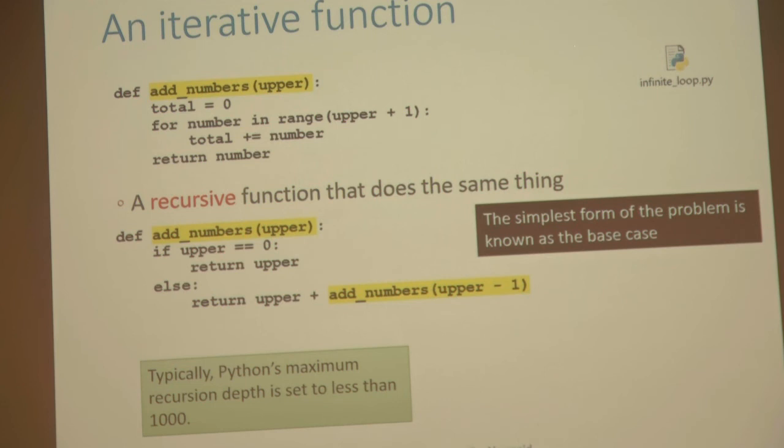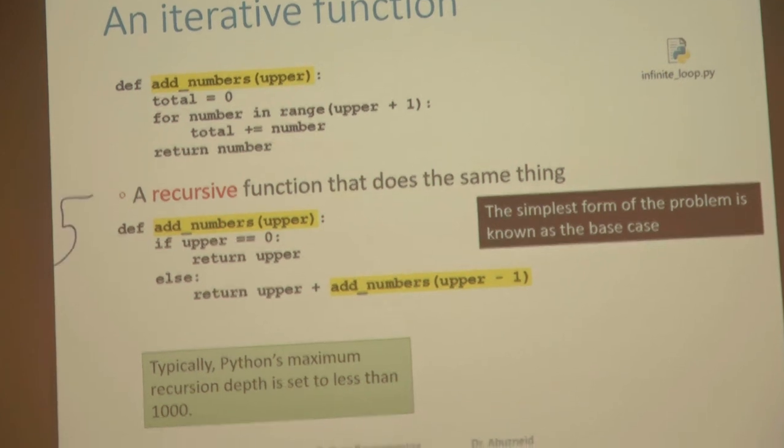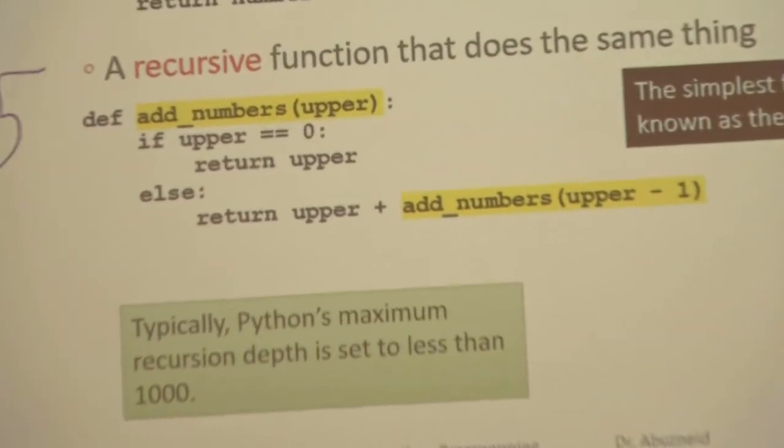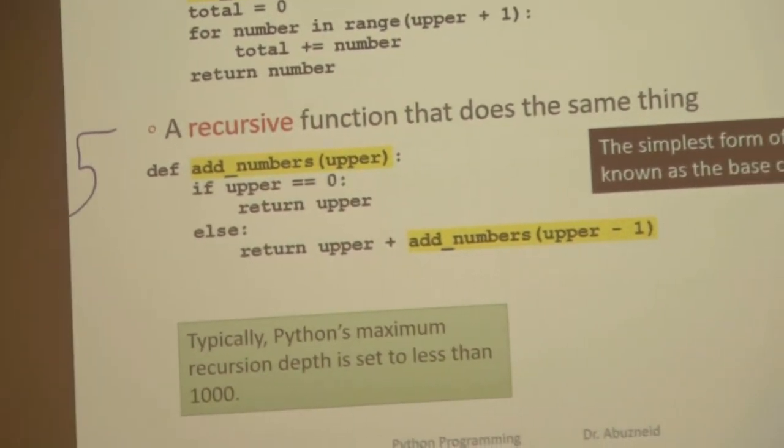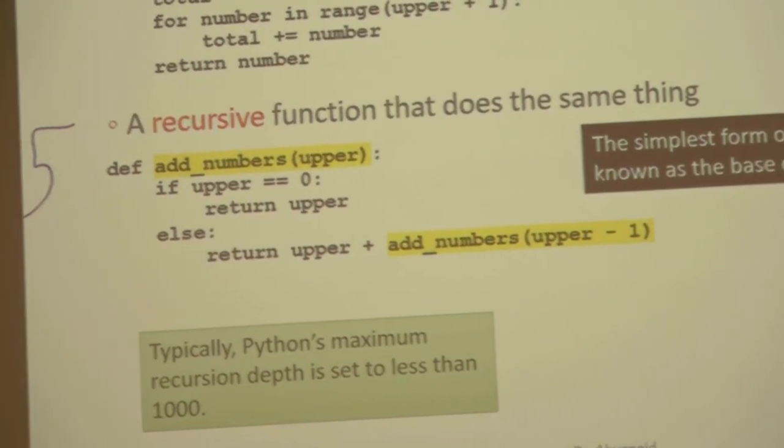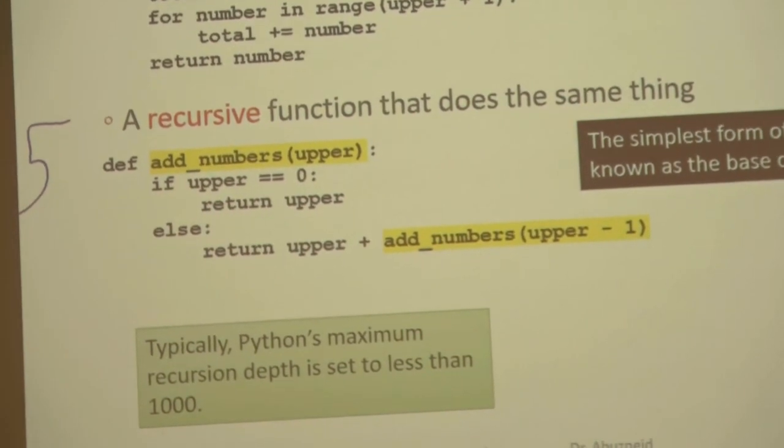Whatever the user gives. What is the upper value? Let's say 5, right? So the upper value is 5. Is upper equal to 0? No. Return upper if it's 0, it's not. So it's going to go to else: upper, 5 plus the recursive call with 5 minus 1, that is 4, and we calculate the upper 4 now, right?